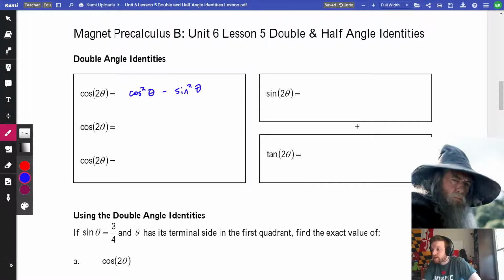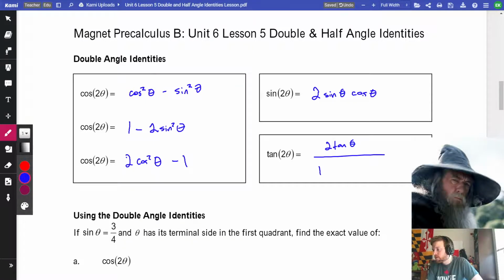So cosine squared theta minus sine squared theta. We also have 1 minus 2 sine squared theta. And we have 2 cosine squared theta minus 1. Over here, we have 2 sine theta cosine theta. That one's nice because there's no squares going on. And then the tangent one, 2 tan over 1 minus tan squared. There are some formulas, but don't commit too much of your brain space to memorizing these. Commit as much brain space as you need to remember sine, cosine, cosine, sine, cosine, cosine, sine, sine, sine.